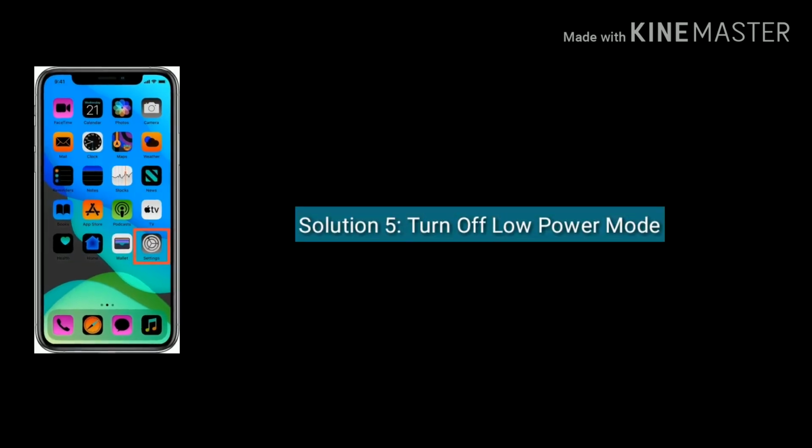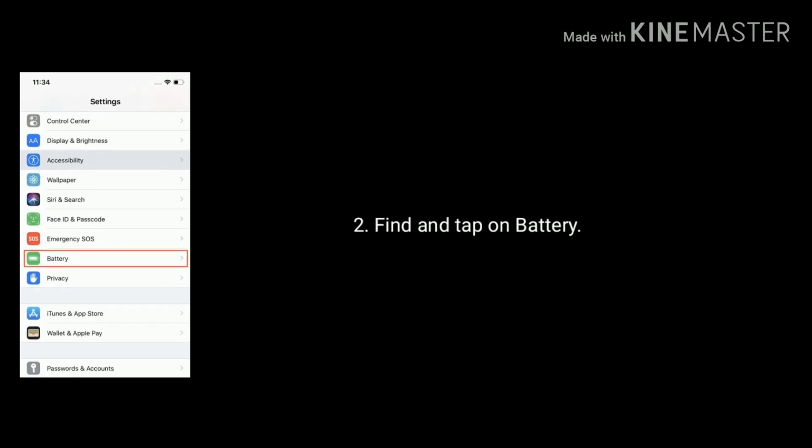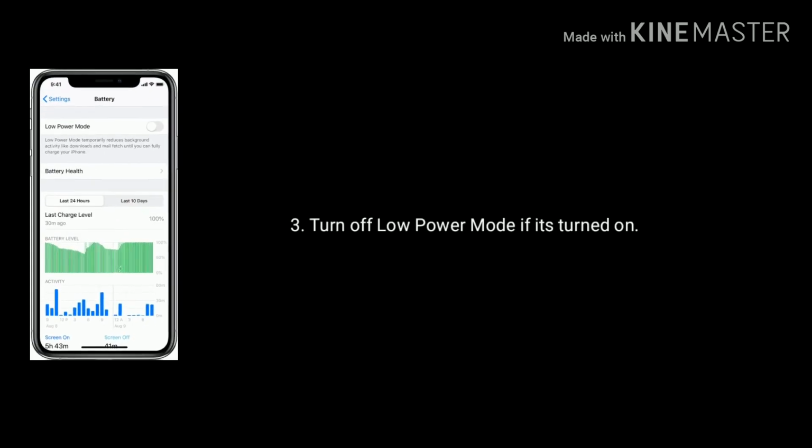Solution 5 is turn off low power mode. Go to settings. Find and tap on battery. Turn off low power mode if it's turned on.